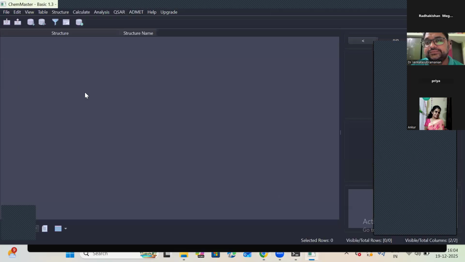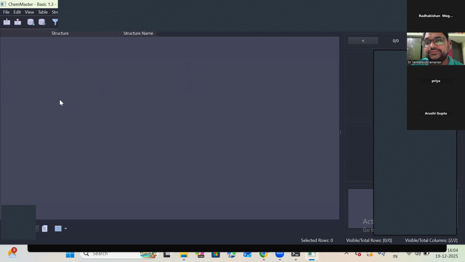This is the ChemMaster software page. Is the software page visible? Yes, ma'am. Okay. The first step is to import a data set. For that, we click the file option, available in the right side corner, and import a structure.